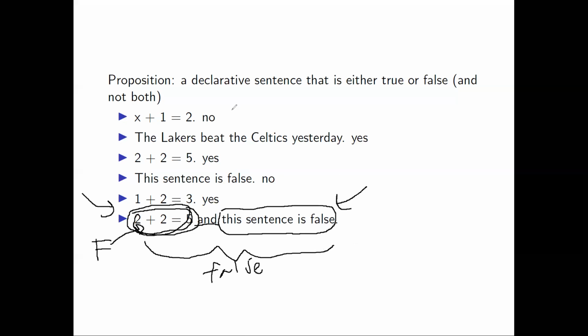So this declarative sentence, it is a declarative sentence, 2 plus 2 equals 5, and the sentence is false. It only has the single truth value of false. It's not true. It's false because 2 plus 2 equals 5 is false. And even though this part is true, this sentence is false. Overall, the sentence is false. So that component of the and is true. The sentence is false. The whole sentence taken together is false, even though the component is true. So this sentence, this declarative sentence, it is a proposition. And so that is the answer, yes.